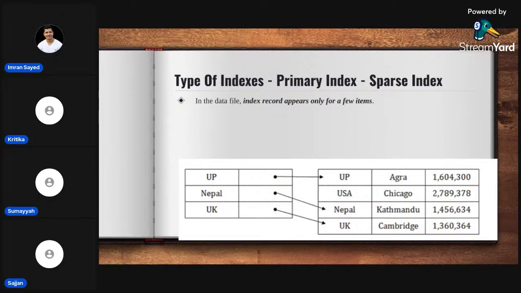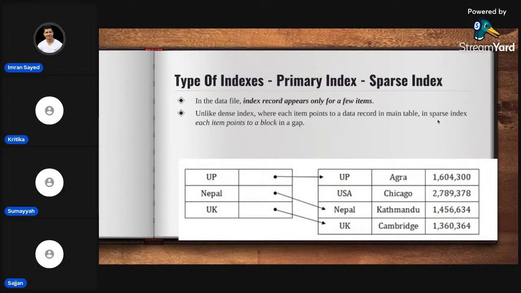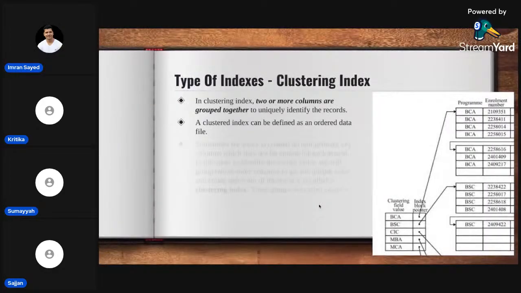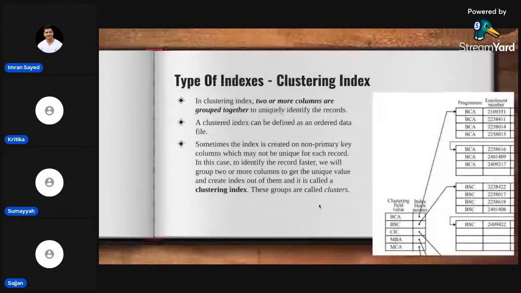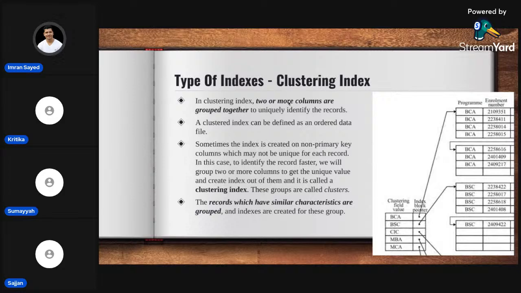In the sparse index, an index record appears only for a few items. Unlike a dense index, where each item points to a data record in the main table, in a sparse index each item points to a block in a gap. So you'll point to the block in a gap. Just for your knowledge, I'm not going to go through this, but a clustering index means that two or more columns are grouped together.